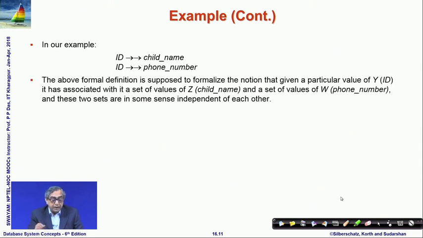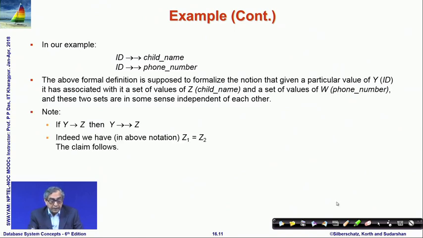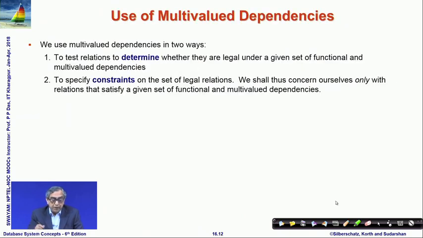So, this is in terms of our example. You can now clearly understand that ID multi-determines child name and ID multi-determines phone number in the earlier example that we took. And we can also note that if there is a functional dependency, y functionally determines z, then obviously y will multi-determine z. That is quite obvious.